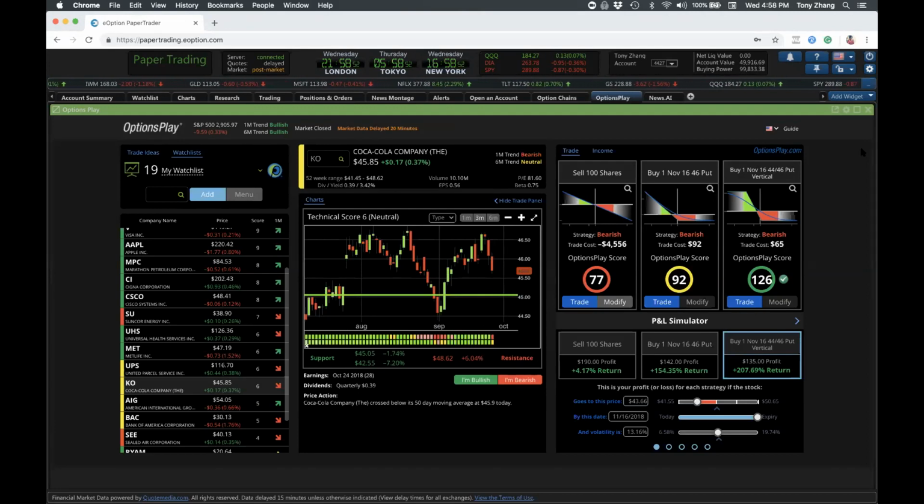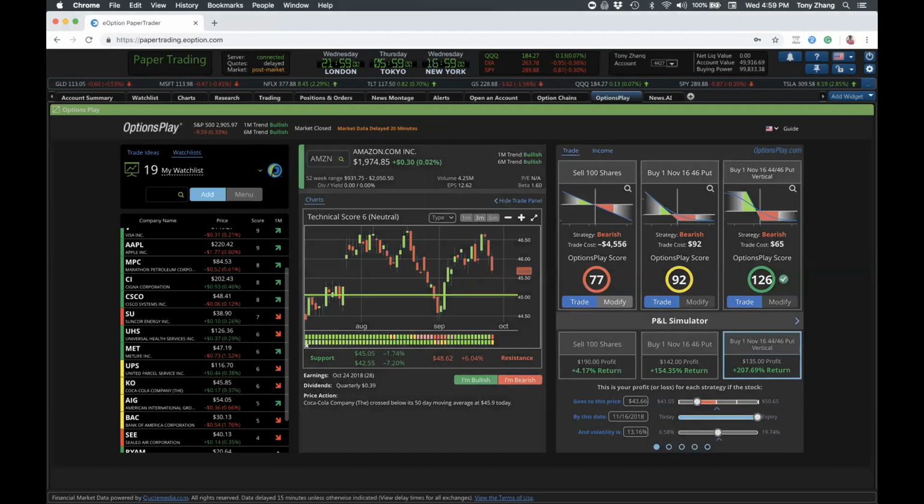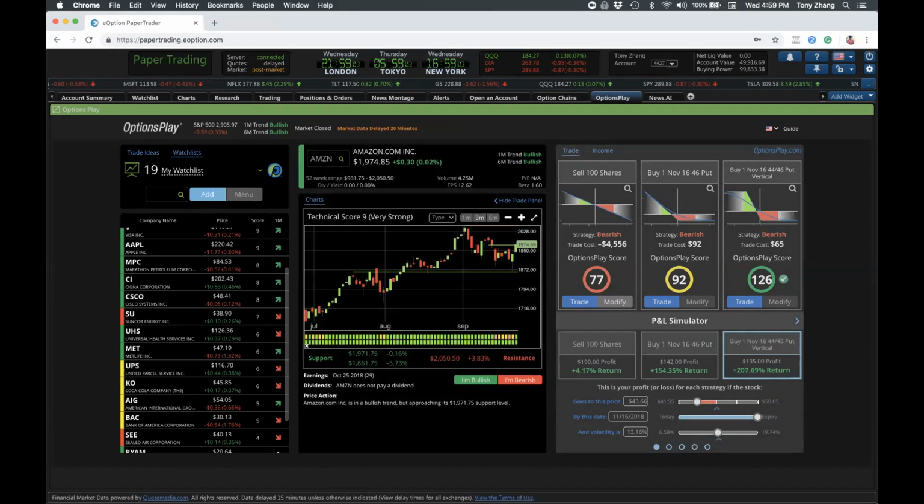I want to show you guys how you can utilize this tool to quickly look at different symbols and see what's going on. So I have a request here for Amazon. I think this one's pretty straightforward. 1 month and 6 month trend is bullish. Technical score is strong. It's a 9. So these are the strongest stocks in the market, still continuing to trend higher.